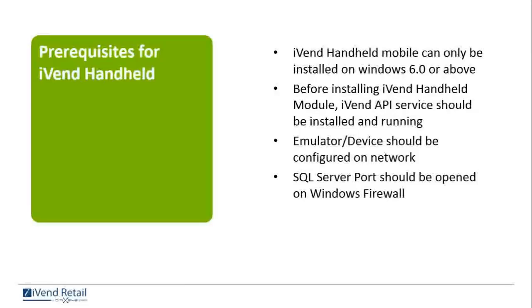Now, before installing this particular device, you have to make sure that you have the iVend API service installed and running. I would again repeat that iVend API services should be installed and running in order to use this particular mobile device, that is the iVend Handheld module device. And we have two types of setups available in the system.